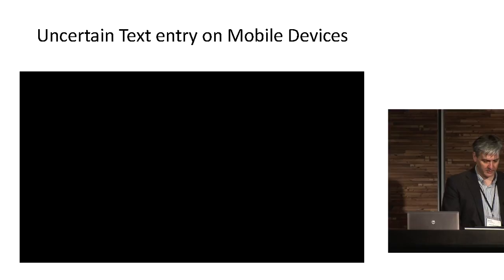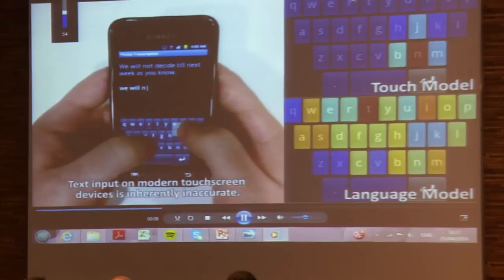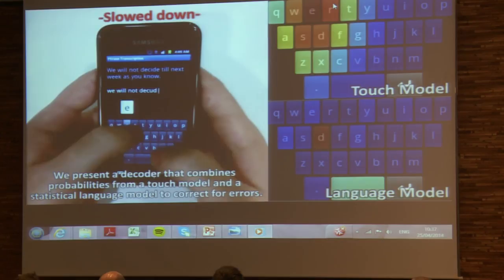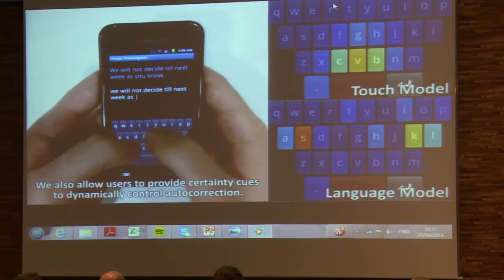Text input on modern touchscreen devices is an inherently inaccurate task. In this paper, we present a novel decoder which combines probabilities from a user-specific touch model and a statistical language model to correct for input errors. We explicitly incorporate uncertainty when searching for the most likely word given a series of touches, and show that this significantly improves the quality of our corrections. In a further study, we allow users to provide certainty cues to the system and dynamically control our auto-correction as applied.